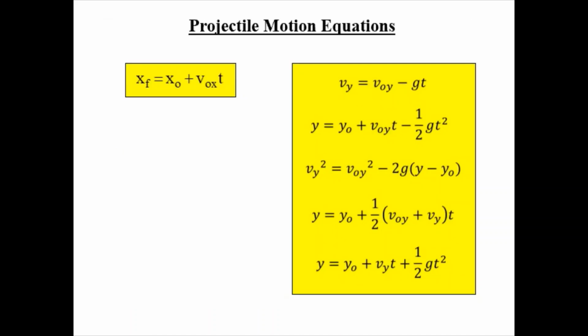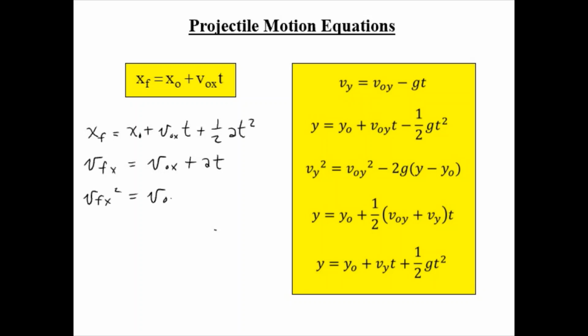Well, with projectile motion, when we look in the x direction, again, there's no acceleration. And so interestingly enough, if I write down our kinematic equations for the x direction, these are the equations we had back in chapter 2. These were our main equations, right? V final x equals V original x plus acceleration times time. And then our last one, V final x squared equals V original x squared plus 2 times acceleration times x final minus x original.